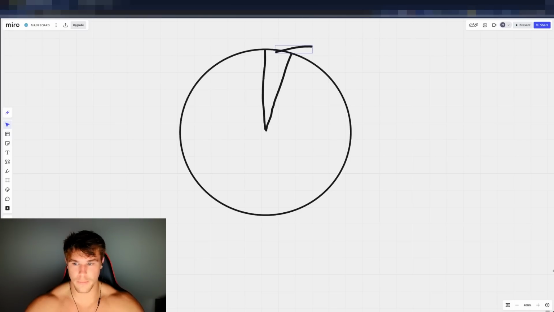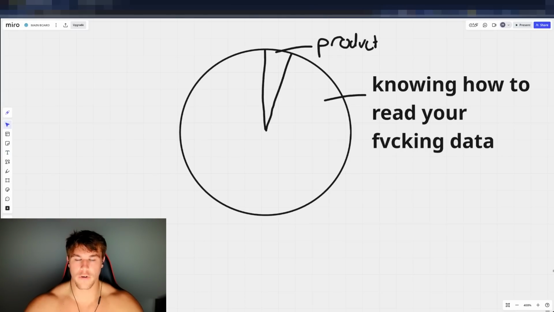This tiny little piece right here, that is maybe 5% of the whole pie, is actually the product. I actually think the product is not the end all be all thing, and I've believed that for quite a long time. The major piece here is literally just knowing how to read your data. Everything inside of the Facebook ad account is a signal. It's a signal to you so that you, because you're such a smart marketer, know what you need to adjust. Every number on the dashboard, every number on your funnel even, is just an indication.